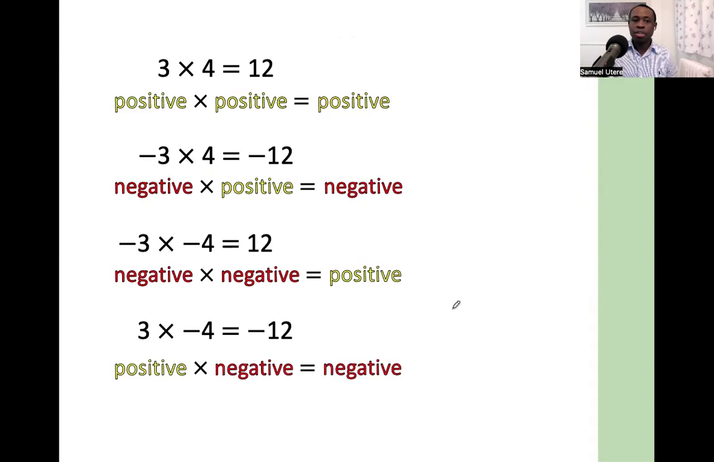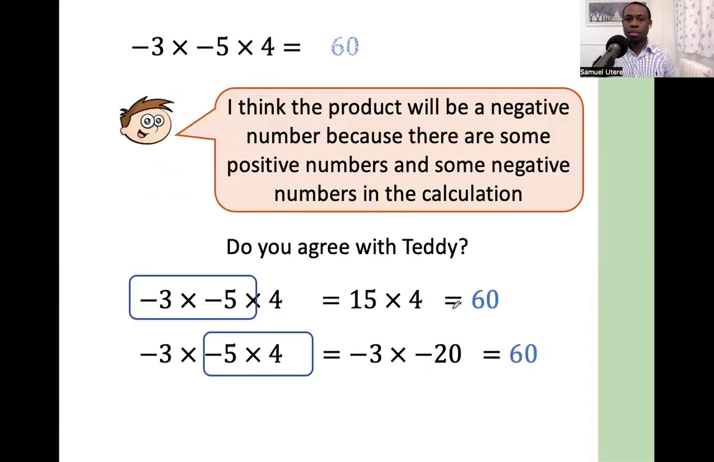Positive times positive will give us positive. Positive times negative will give us negative. Negative times negative will give us positive. And then negative times positive will give us negative.